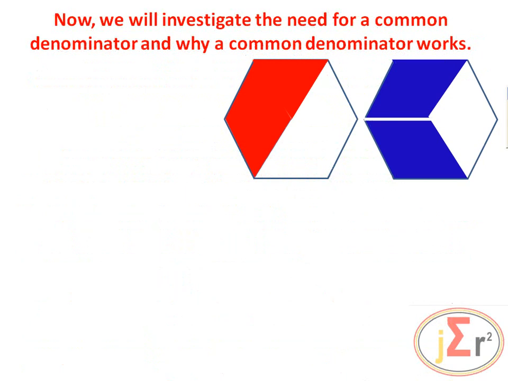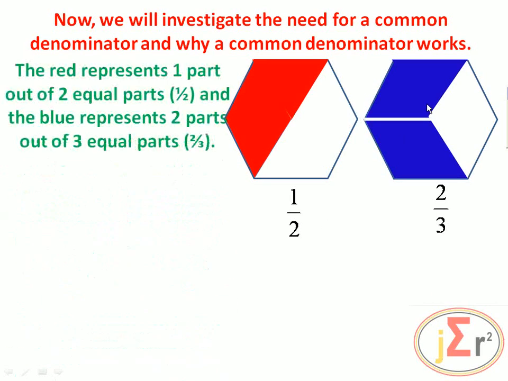Now we will investigate the need for a common denominator and why a common denominator works. Why do we need a common denominator? Why does a common denominator work? So we have two fractions. The first one is a half, and the second one is 2/3. So this one is 1 part out of 2 and this one is 2 parts out of 3.